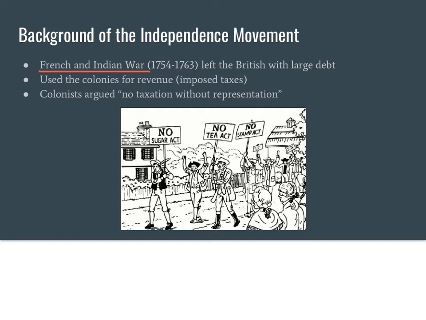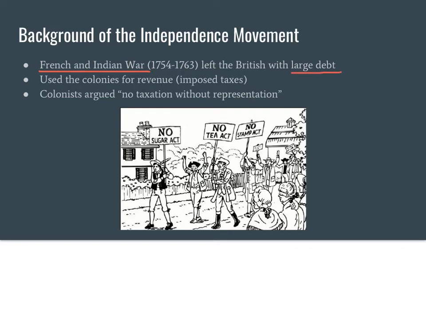So it wasn't the French fighting the Indians, it was the British and the American colonies fighting the French and the Native Americans. But one main thing that we'll talk about over and over in this course is that wars cost money. Wars aren't free. And so this war left Britain with a large amount of debt.